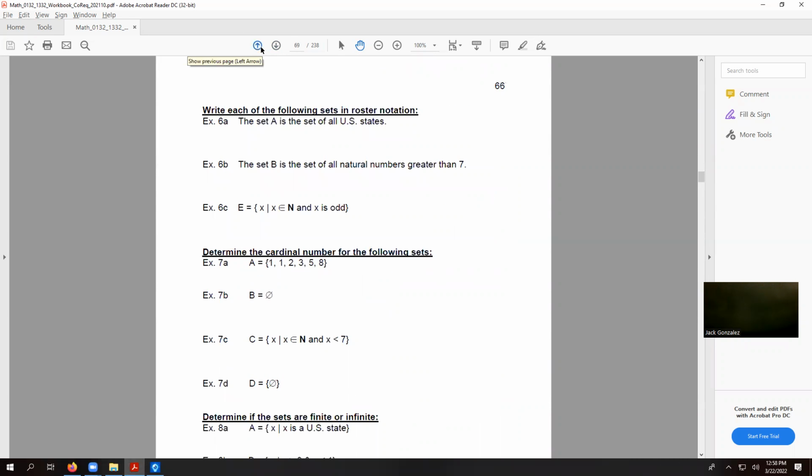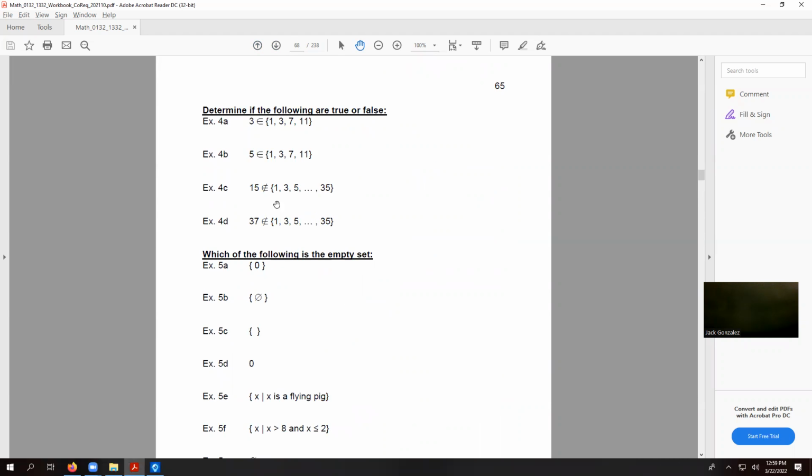Okay, right here. Question like this, you see number 4A on page 65 in the workbook. They'll ask you, is this statement true or false? Right. Remember we said that symbol, the epsilon, means element of, right? So is 3 an element of this set? Yeah. So you would say true. That's all you got to do. If it's in there, true.